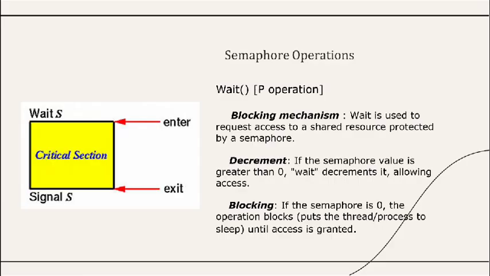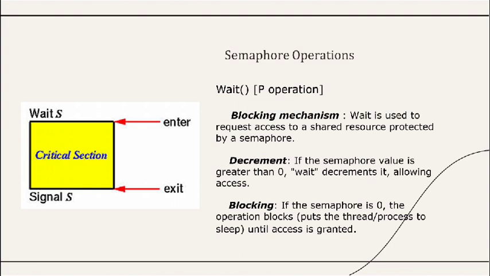And now I am going to explain semaphore operations and concurrency challenges. The two most common operations in semaphore are wait and signal. The wait is also known as the P operation. When a thread or process wants to access a shared resource that is protected by a semaphore, it first performs a wait operation. If the semaphore value is greater than 0, the wait operation decrements the semaphore value by 1, allowing the thread to proceed. This represents a successful acquisition of the resource. If the semaphore value is 0, then the thread is blocked until the semaphore value becomes greater than 0.